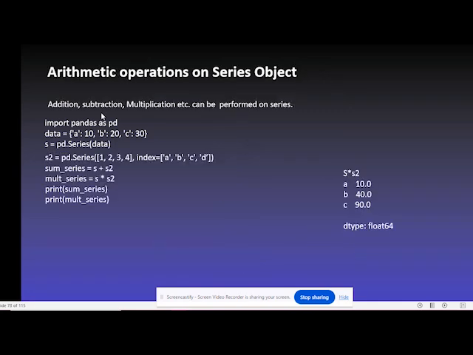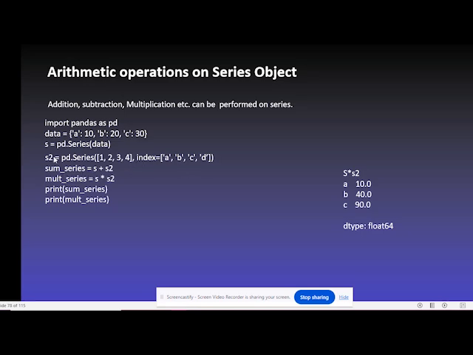Next is arithmetic operations on series objects. Addition, subtraction, multiplication, etc. can be performed on series. We can add two series, we can multiply two series, we can subtract or divide two series. So here, which operators are used? Plus for addition, star for multiplication. Now here we have two series. First one, the series A 10, B 20, C 30. Second series A 1, B 2, C 3, D 4.